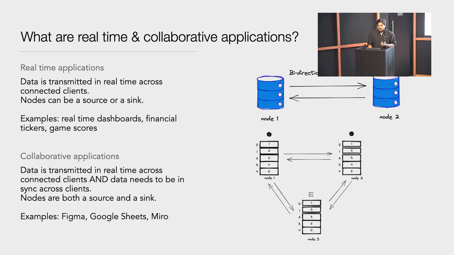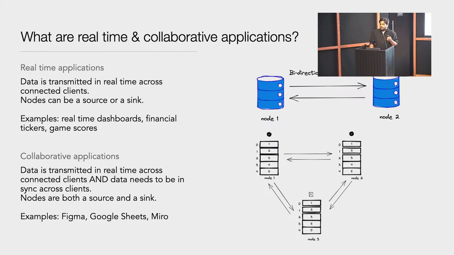Now, collaborative applications, on the other hand, need to transmit data in real time, and also the data needs to be in sync across the clients. Now, this second point brings in a lot of engineering overhead. Why? Because your nodes now have to be both a source and a sink. You have to consume that data, but you also need to be able to produce that data which syncs across different clients. And examples, as I said, are things like your Google G Suite, Figma, and Miro.